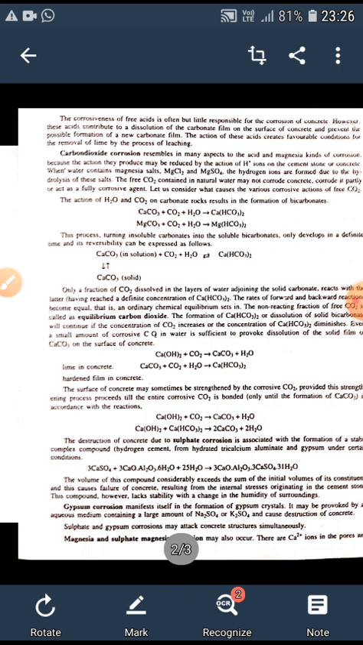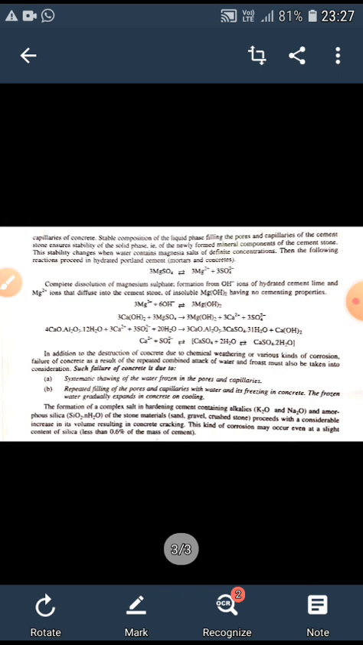This compound, however, lacks stability with a change in the humidity of surroundings. Gypsum corrosion manifests itself in the formation of gypsum crystals. It may be provoked by an aqueous medium containing a large amount of sodium sulfate or potassium sulfate, and it causes destruction of concrete. Sulfate and gypsum corrosion may attack concrete structures simultaneously. Magnesia and sulfate magnesia corrosion also occurs.